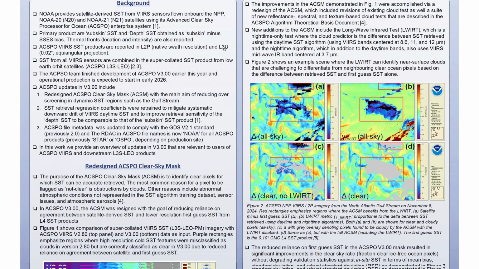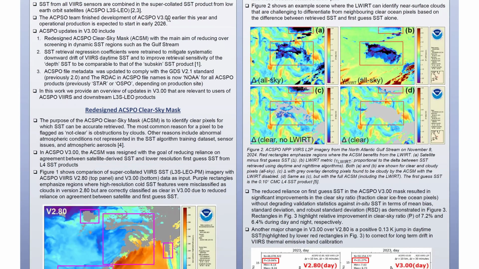SST from all VIIRS sensors are combined in the super-collated SST product from low Earth orbiting satellites. That's ACSPO L3S LEO. The ACSPO team finished development of ACSPO 3.0 earlier this year, and operational production is expected to start in early 2026. Updates in version 3.0 are the subject of this poster.